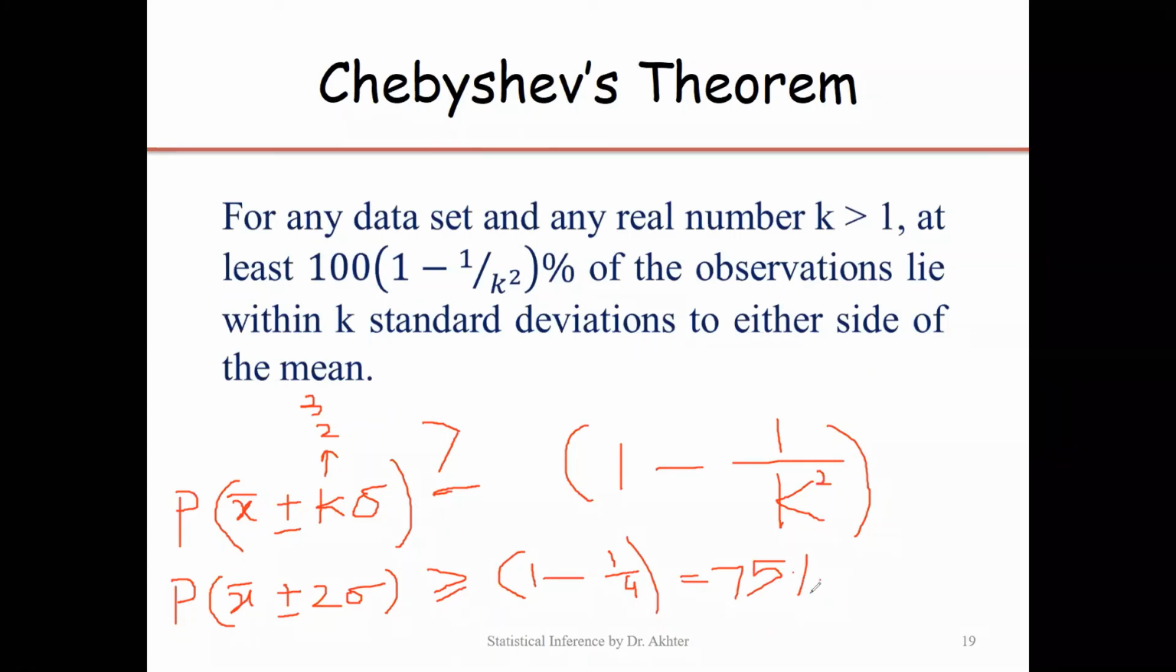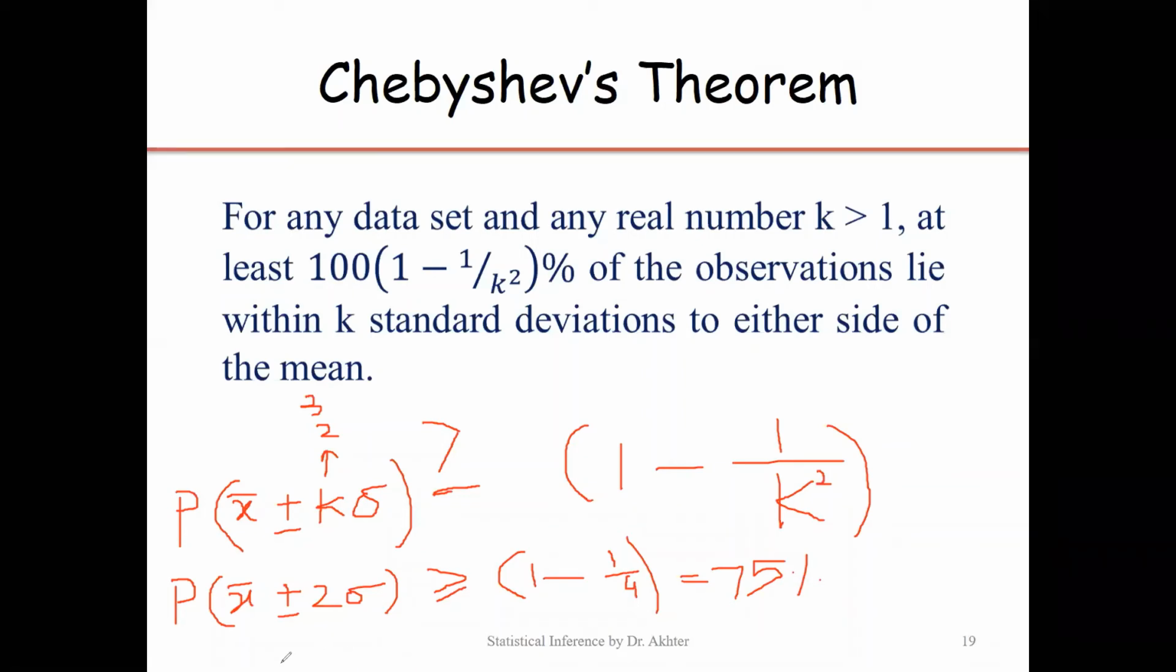Meaning what in our data? The number of observations lies between the mean minus 2 sigma and the mean plus 2 sigma. This is one interval. Mean minus 2 sigma is the lower value of the interval, and mean plus 2 sigma is the upper value of the interval. Within this interval, the percentage of observations that lie is 75%.